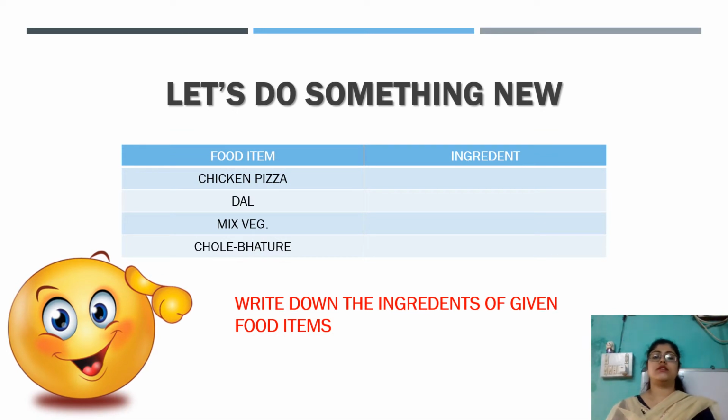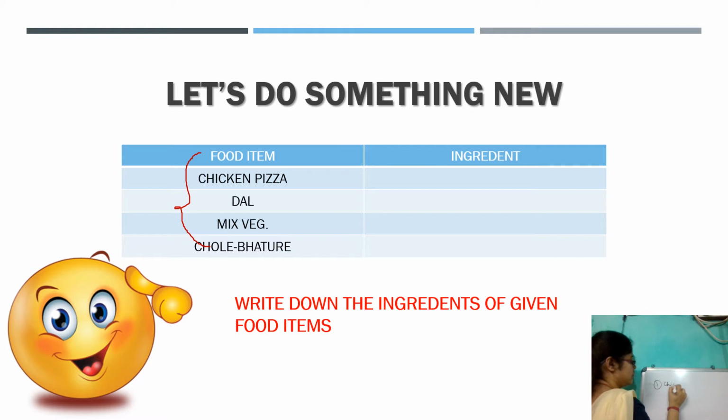Now let's do something new. Here are some food items I have written for you, and you have to simply write down what the ingredients of these food items can be. You have to simply write in the comment section. Meanwhile, I am writing. The first food is chicken pizza, right?